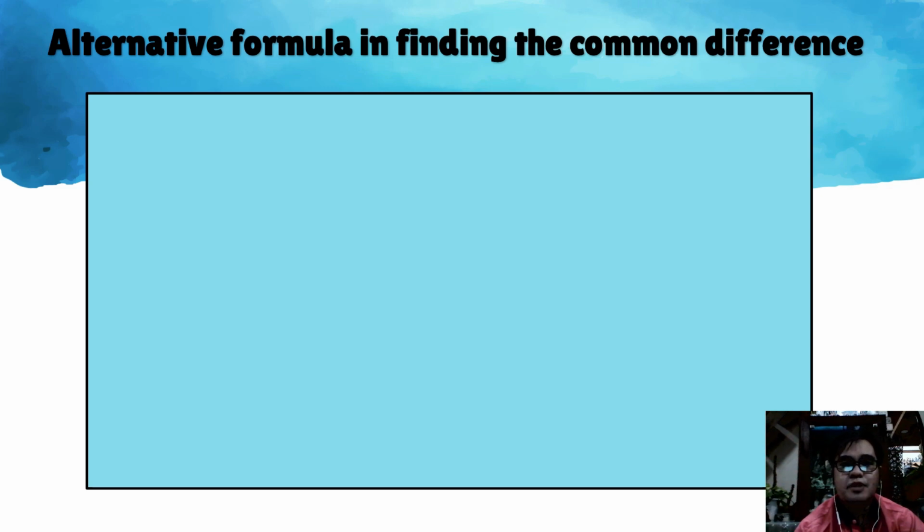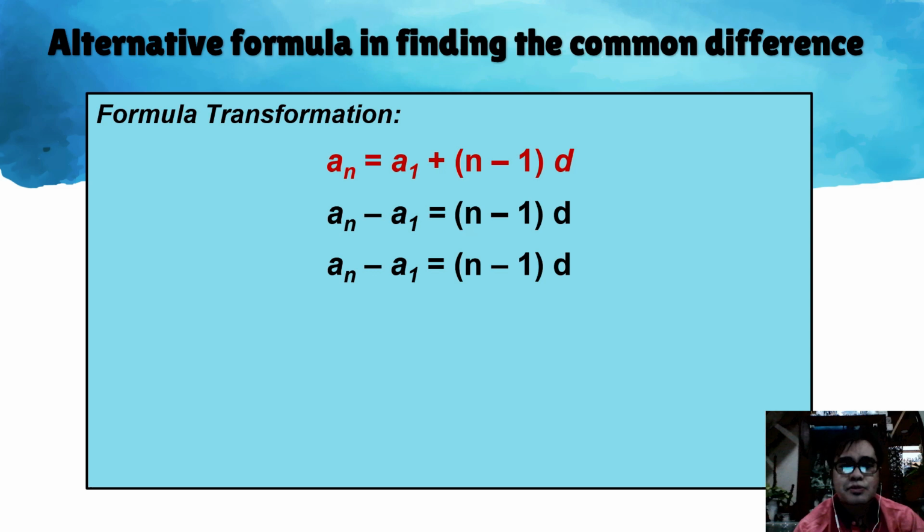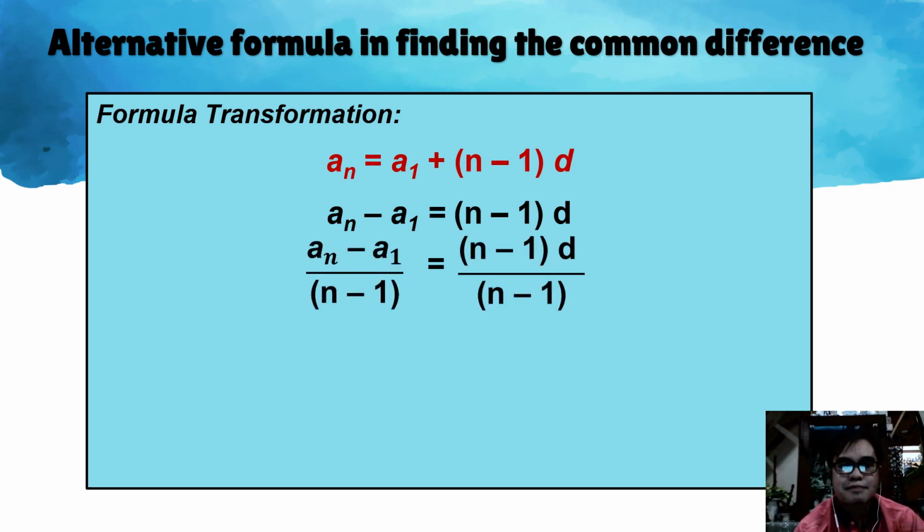There's an alternative formula in finding the common difference, and we call this one formula transformation. We use the arithmetic sequence formula to make a formula for the common difference. So first thing that we are going to do is to isolate the variable d by transposing a sub 1 to the other side of the equation, and it will become a sub n minus a sub 1 equals n minus 1 times d.